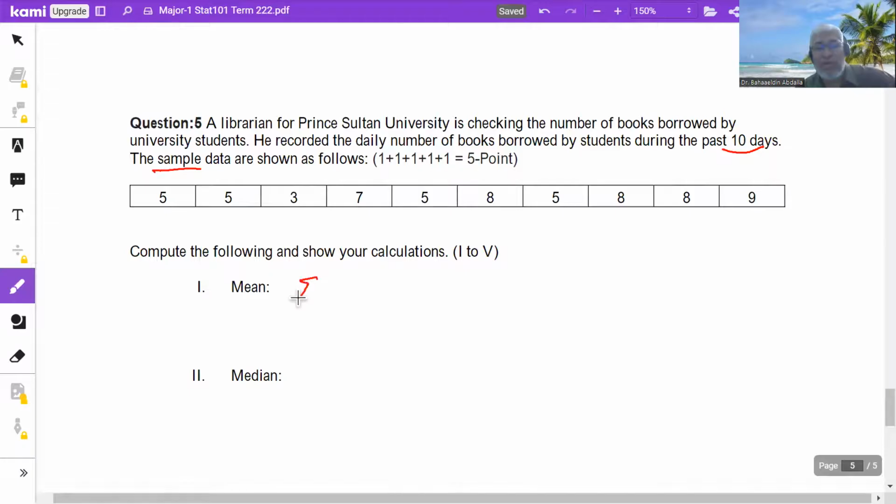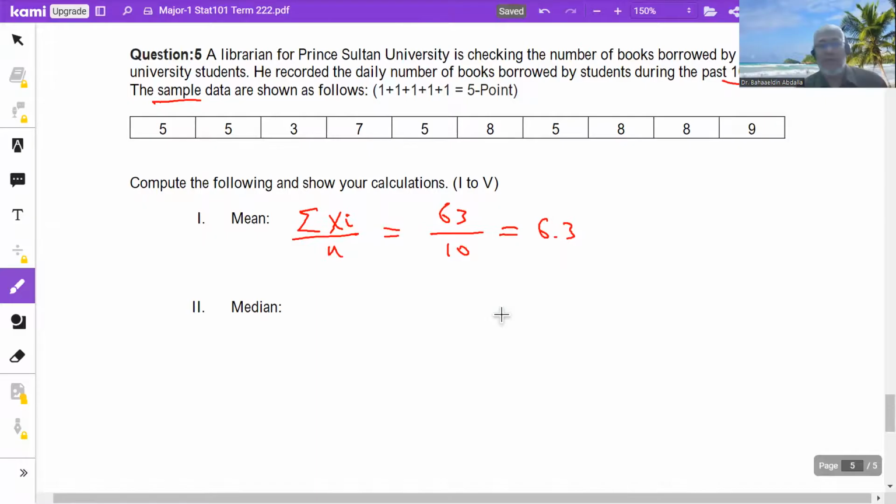Well, the mean, you just add xi, summation xi, and you divide by 10. So you divide by the number, the sample size. If you add all of these numbers, you will find that their total is 63. So the mean is 6.3. Of course, you can also use the calculator.